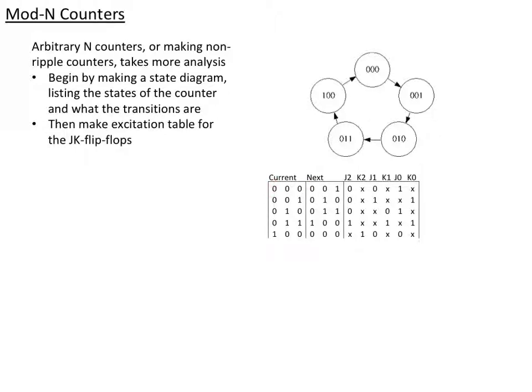So for instance, my highest order bit I'm calling 2, 1, and 0. Here I have state 0, and I want to go to state 0. I don't care what K is, but J is 0 because I want to stay in the same state. Same with J1 and K1, but I want to change my 0th order bit from 0 to 1, so J0 is 1 and K doesn't matter. Likewise, I go through all of the columns and fill in the excitation table with the various things that are necessary, and that's done here.